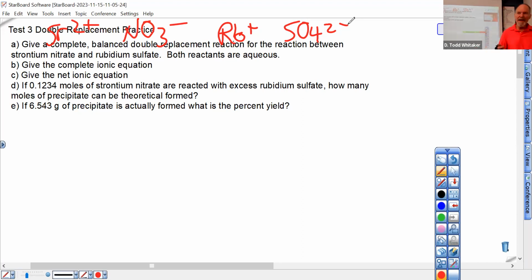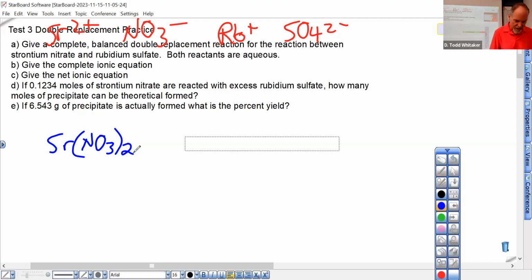So strontium nitrate, just cross them over and get a balanced formula for me. What's the strontium nitrate formula? Sr(NO3)2, and the state. This is one where the question will say, include states. Include states.